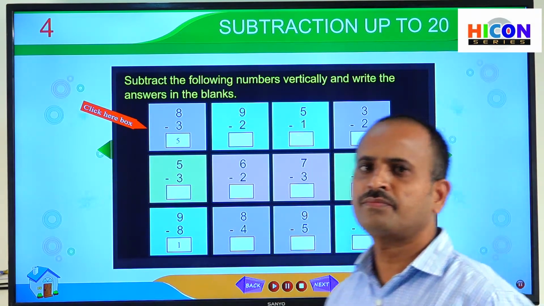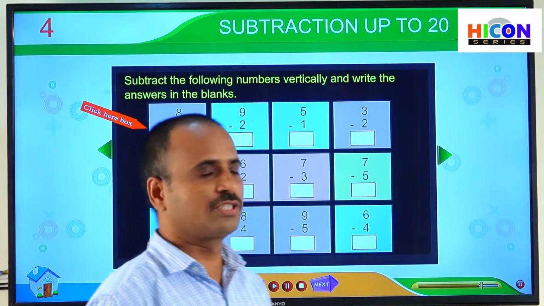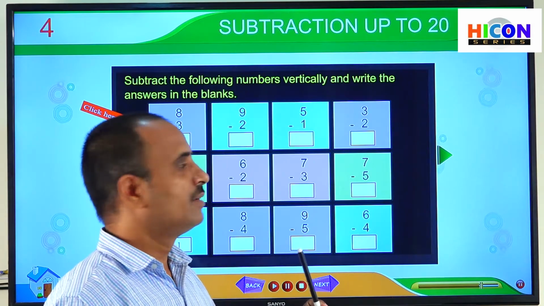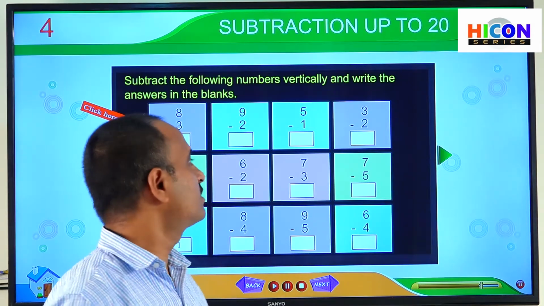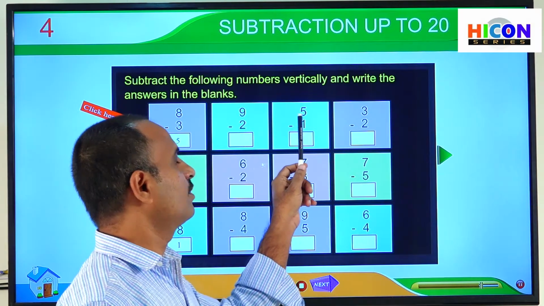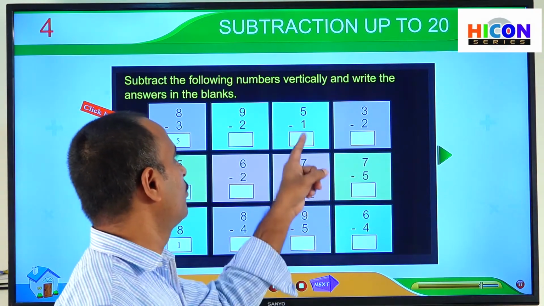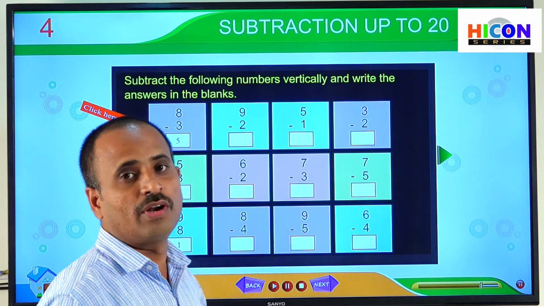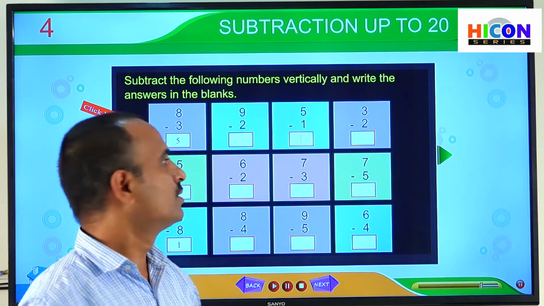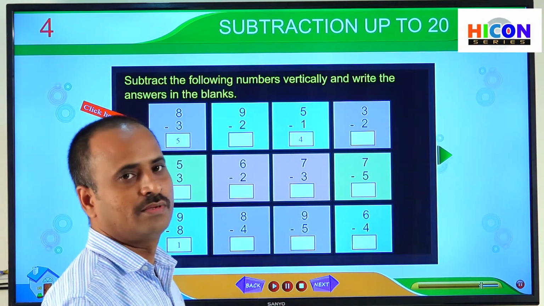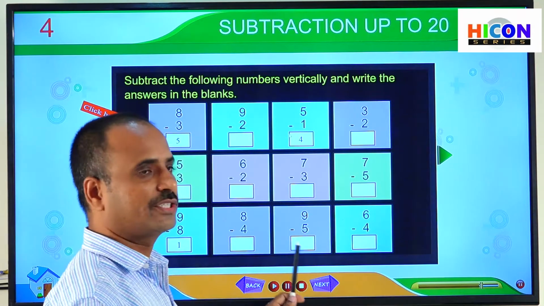So children, let us see one more. 5 minus 1. Here 1 is subtracted from 5. According to subtraction facts, if 1 is subtracted from the given number, we will get its before number. So what is the before number for 5? The before number for 5 is 4. So write 4 in this box. The answer is 4. So children, see, this is subtraction.